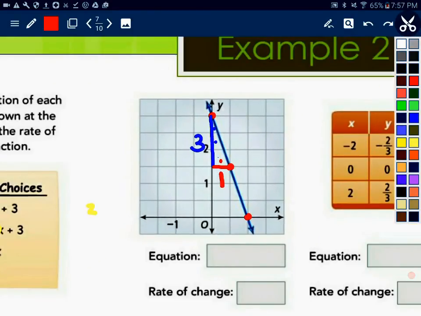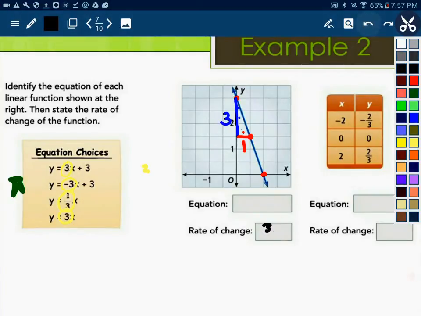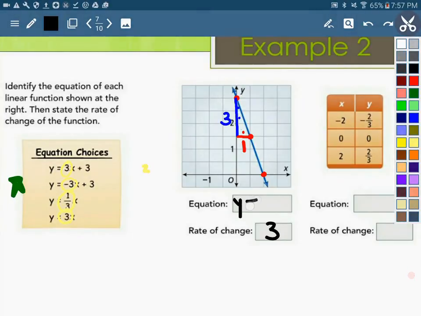If I were to create my ratio now, I would write rise 3, run 1. I could even write that just as 3. So now I know, just looking at my equation choices, the only equation that has a rate of change of 3 is y equals 3x plus 3.